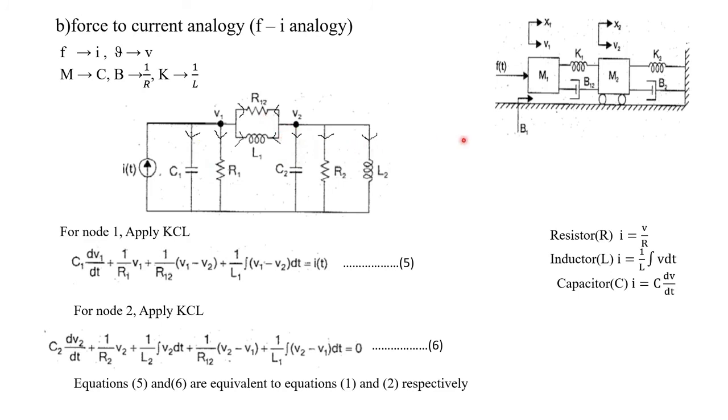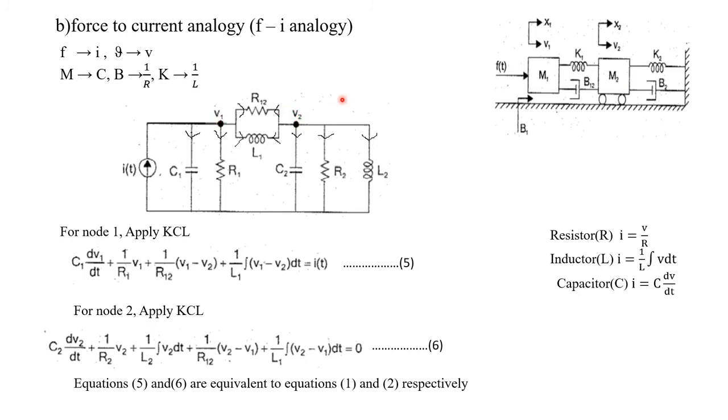Here, masses M1 as well as M2 will be equated to nodes 1 as well as 2. In the previous case, the force to voltage analogy, we equated the masses to loops, isn't it? Here the masses are equated to nodes. So this is node 1. We have to consider two nodes, node 1 as well as node 2. In node 1 we consider the voltage as V1, and in node 2 we consider the voltage as V2.